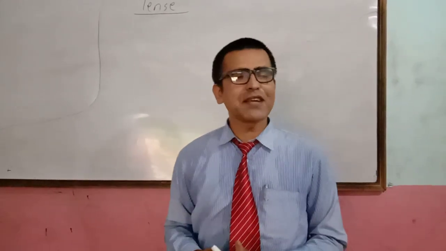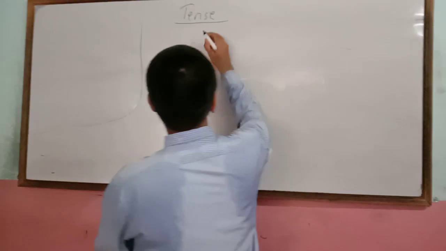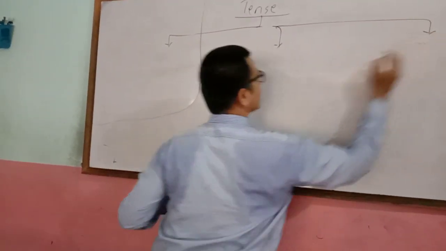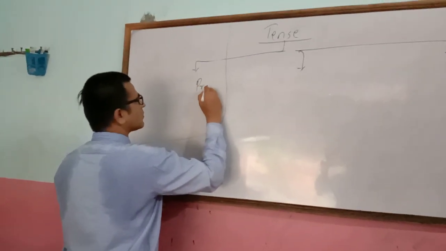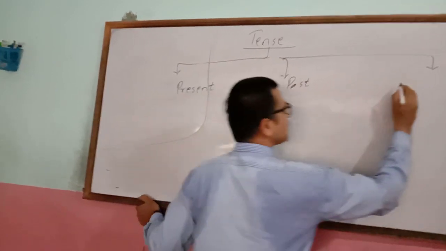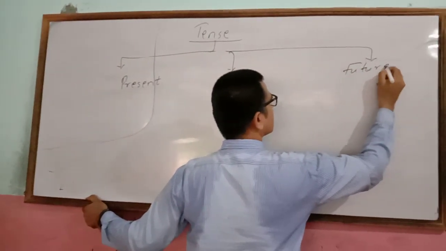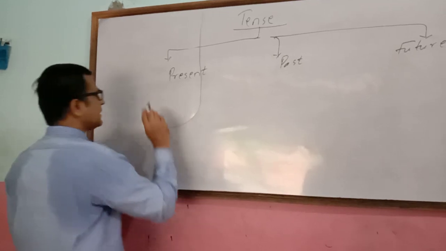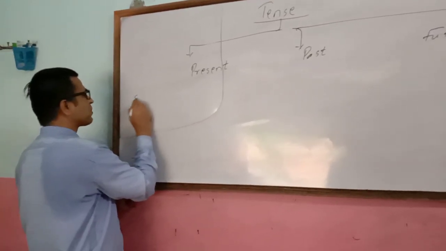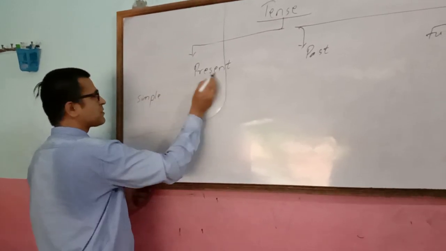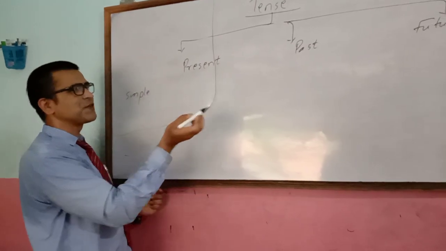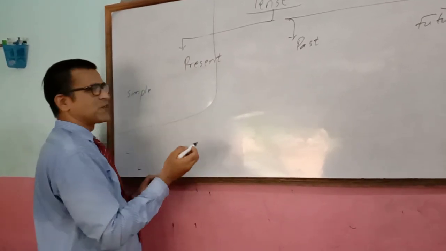We have three types of tense. Let us know the structure first. Present, past, and future. Three types of tense. Right? And in each type there are four aspects. The first aspect is simple. We can say present simple as well, or simple present, no problem. Past simple, simple past. Future simple, simple future, no matter.